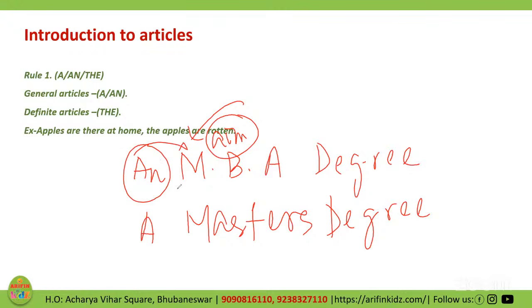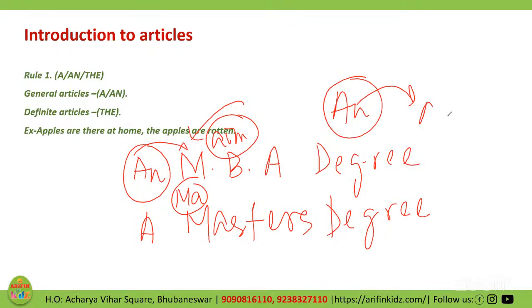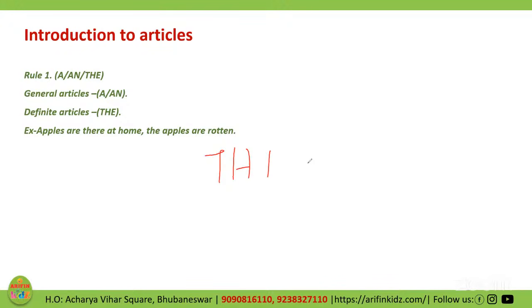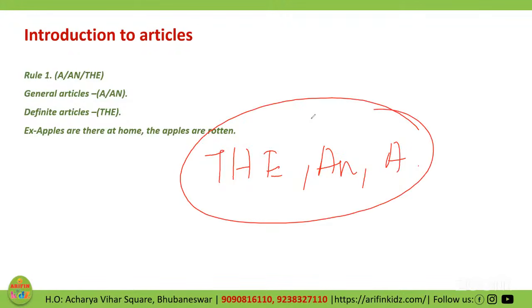But in master's, it starts with "mas", right? So it is a master's degree. So the rule is very simple. If the pronunciation starts with any of the vowels, we use an, otherwise we use a. Now, we know where to use the, where to use an, and where to use a.